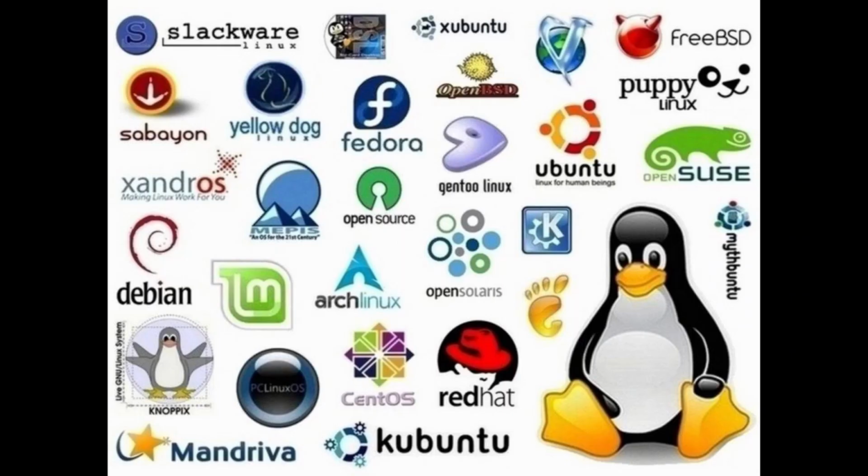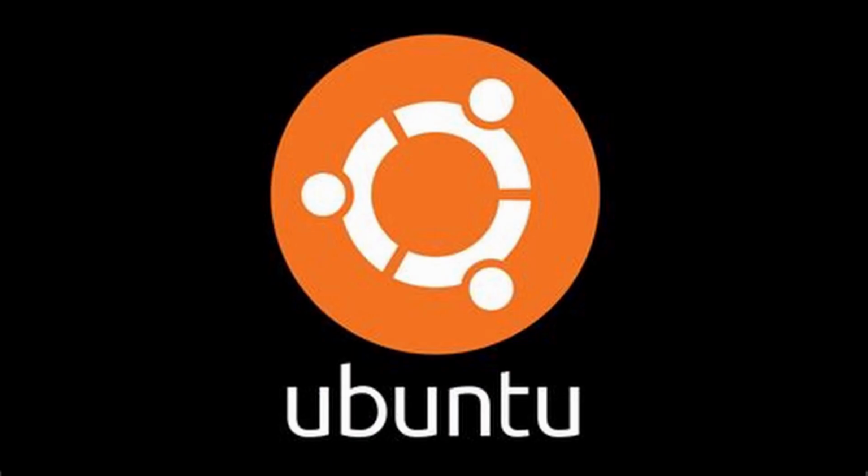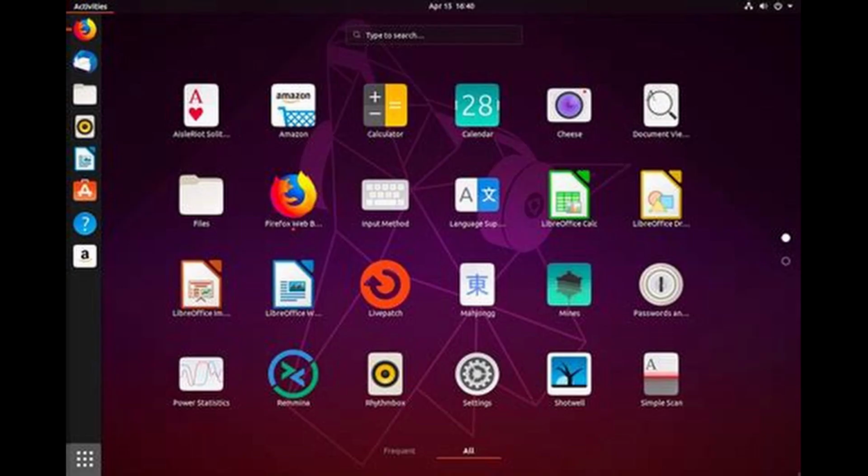There are different types of Linux distributions such as Arch Linux, Debian OS, and Fedora. In this video, I'll be using the Ubuntu operating system. Ubuntu is one of the most stable distros out there, distributions in short. So we'll be using Ubuntu.